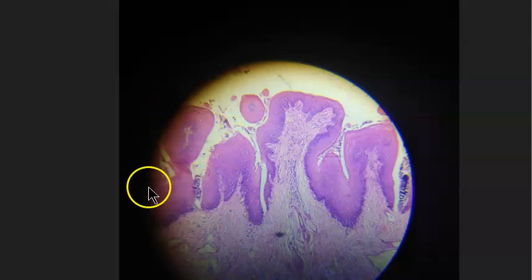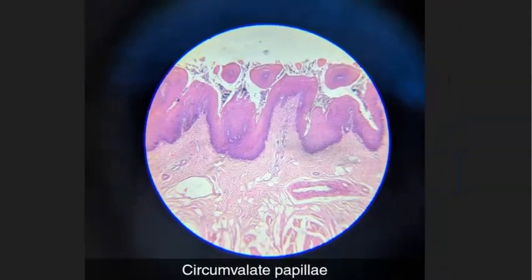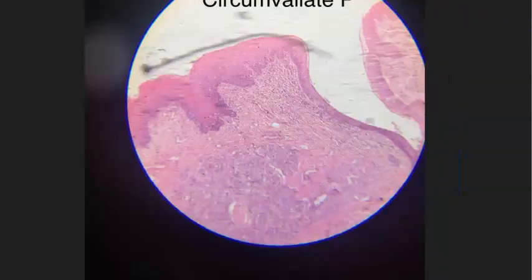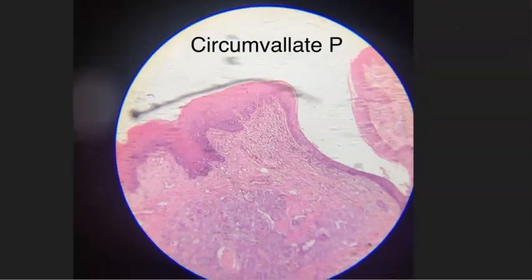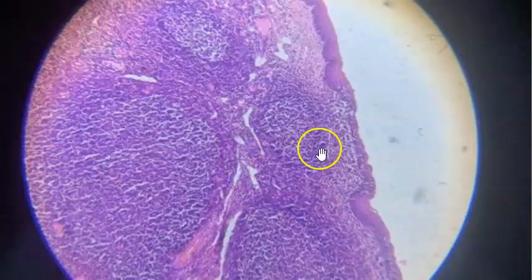It's pretty easy only. Tongue, very good. Tongue. Papillae. This is the circumvallate papillae of the tongue, right? That is why it is like that. Circumvallate papillae of the tongue. This is the fungiform papillae. What do you think this is?